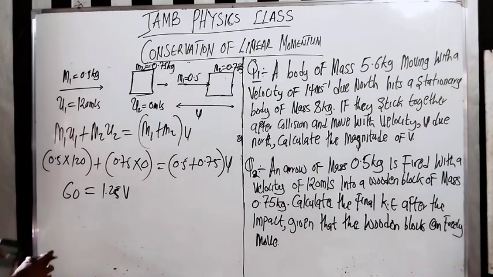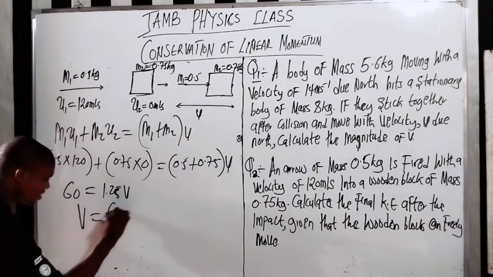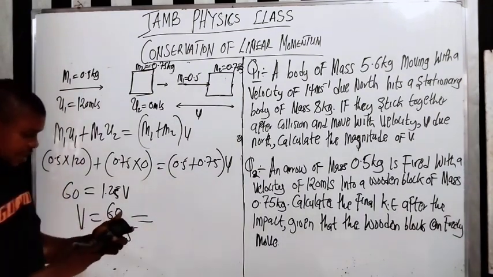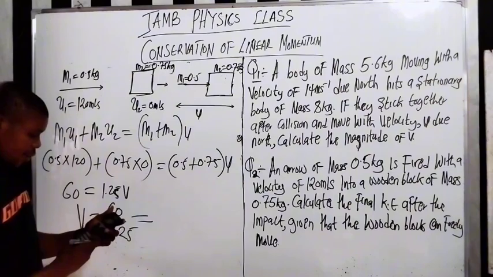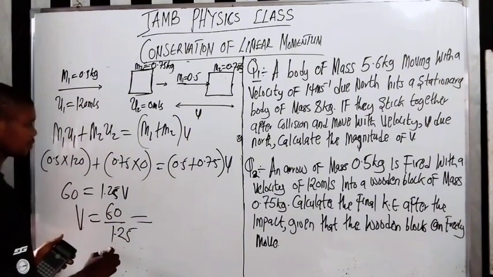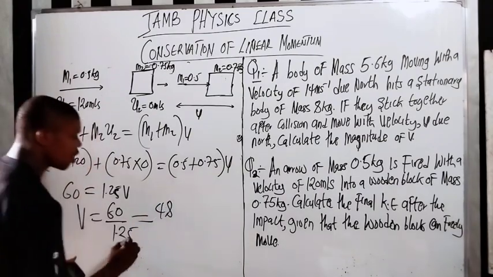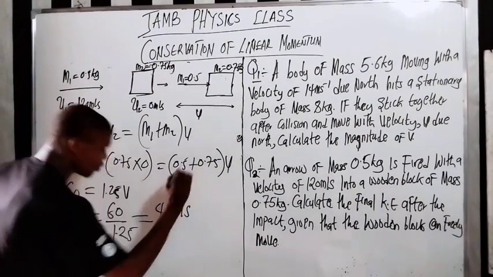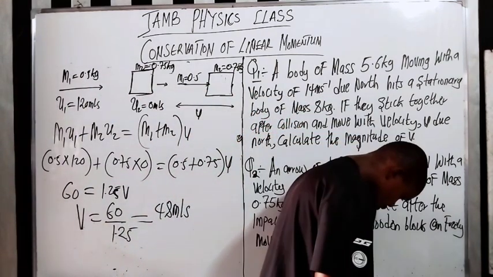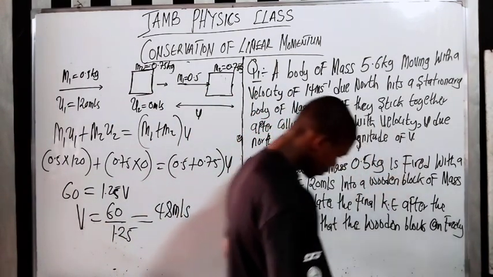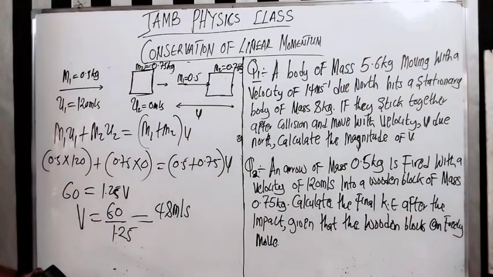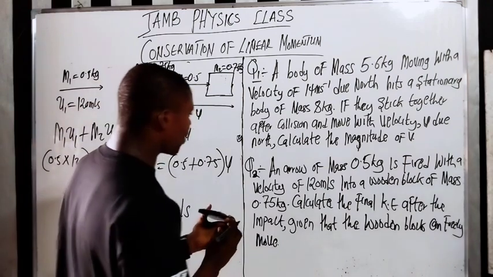Make v the subject of the formula. Here we have v equals 60 over 1.25. So what will be the answer here? 60 divided by 1.25 is 48. So we have 48 meters per second. Do you understand?